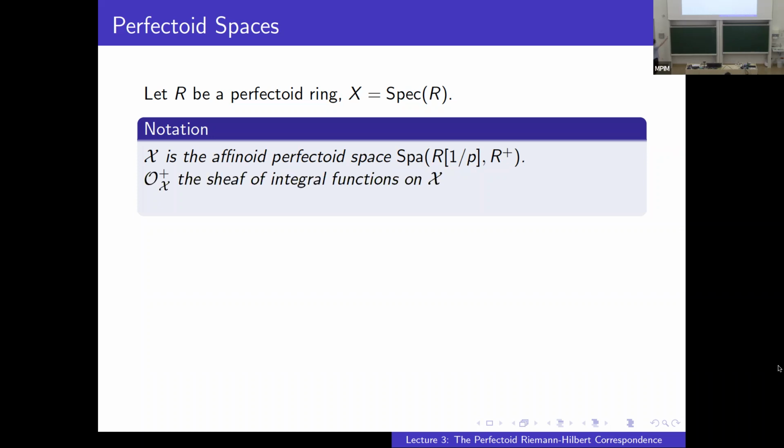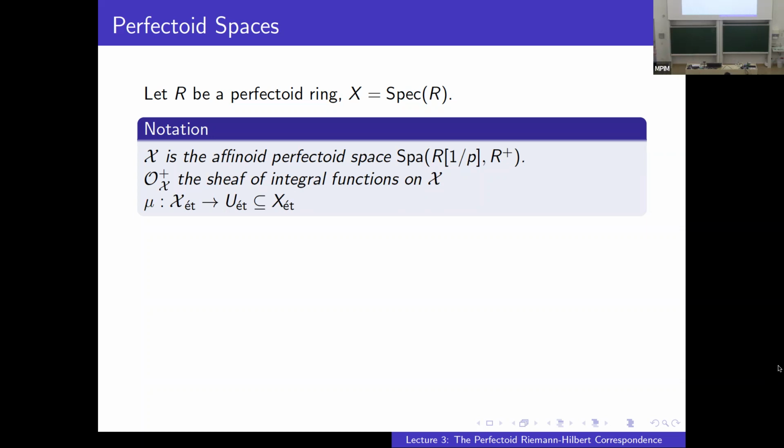X is an affinoid perfectoid space. On X, I want to look at the sheaf of integral functions, O_X^+. And now there's a map from this affinoid perfectoid space to this scheme. Or more precisely, there's a map from the étale site of X to the étale site of the scheme. And it actually factors through this open subset where p doesn't vanish. I'll denote that map by mu.